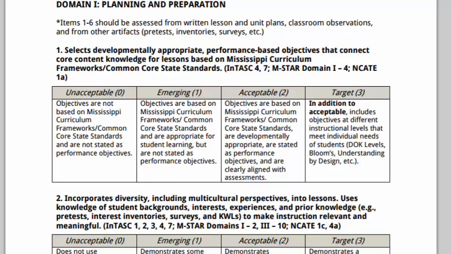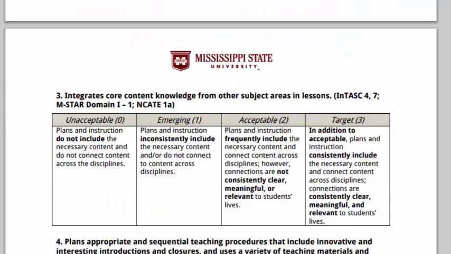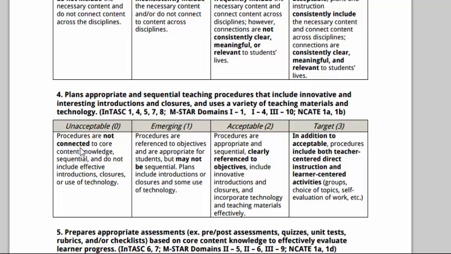Incorporates diversity. So Domain 1 is about planning and preparing for the lecture as you're going into it. As you look at Indicator 3, integrates core content knowledge. Whenever we're evaluating someone on that, we're asking, for example, if they're a history teacher, are they looking at some of those content themes that the NCSS talks about? Look at number 4, plans appropriate and sequential teaching procedures. And that would be in TaskStream when you're looking at teaching procedures.